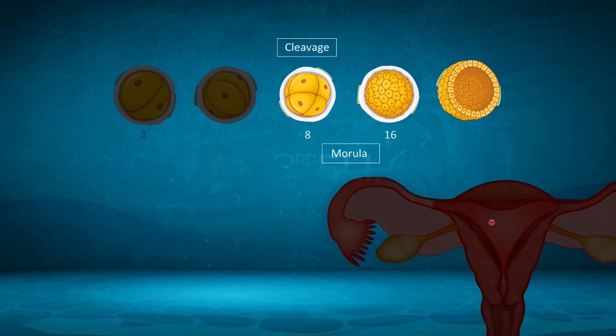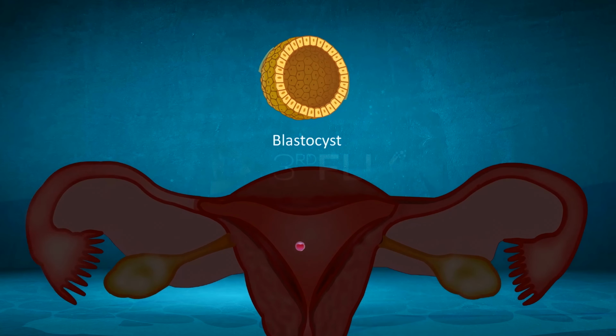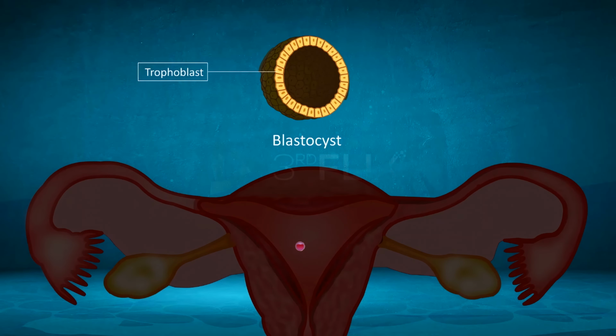The repeated divisions of cells in the morula form the blastocyst, which moves into the uterus. The outer layer of the blastocyst is called the trophoblast, and a group of cells inside is called the inner cell mass.